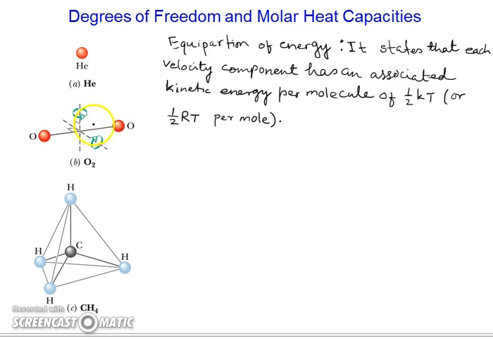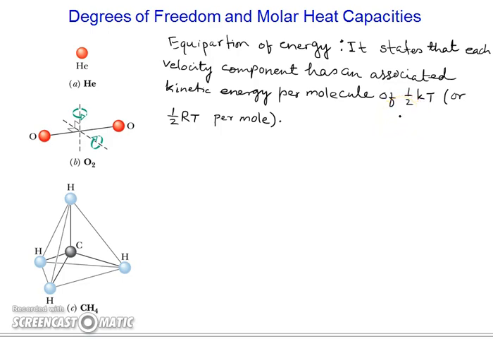For the translation motion, superimpose an XYZ coordinate system on any gas. The molecules will, in general, have velocity components along all 3 axes. Thus, gas molecules of all types have 3 degrees of translational freedom, 3 ways to move in translation, and on average an associated energy of 3 times half kT per molecule.